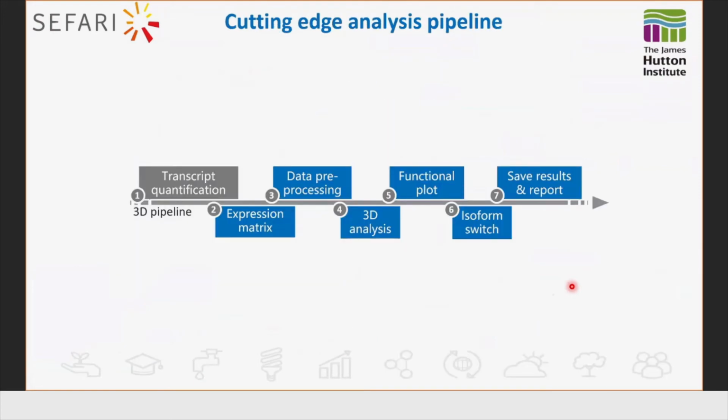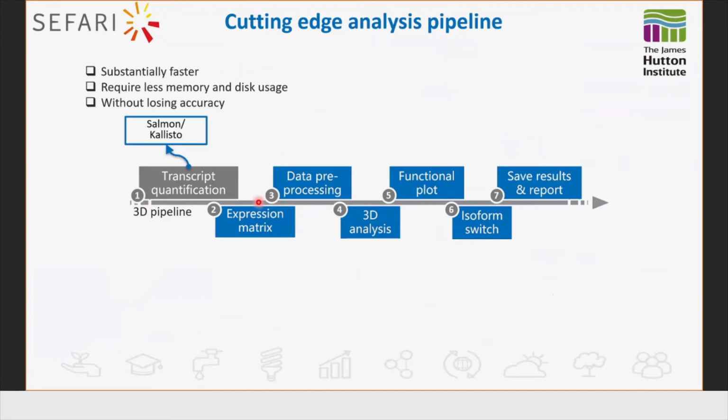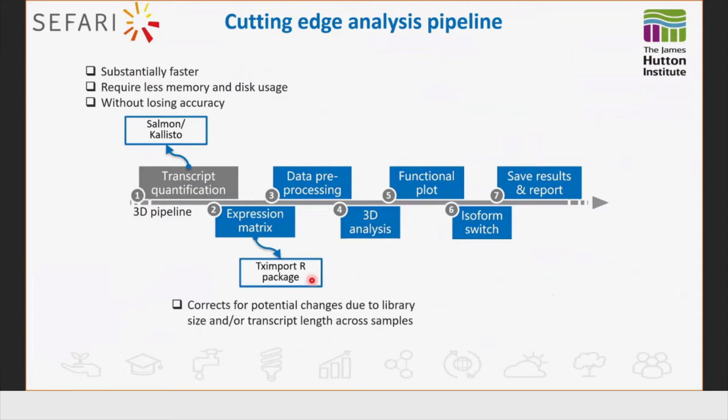So the 3D app is a cutting-edge analysis pipeline because it includes many different steps. For the first step, you take the quantification result from Salmon or Kallisto. Why do we choose Salmon or Kallisto? Because they are substantially faster, they require less memory and disk usage, and they are very accurate. Then the tximport R package takes the quantification result and generates the expression matrix for the analysis. The tximport R package can correct for potential changes due to the library or transcript length biases across samples.